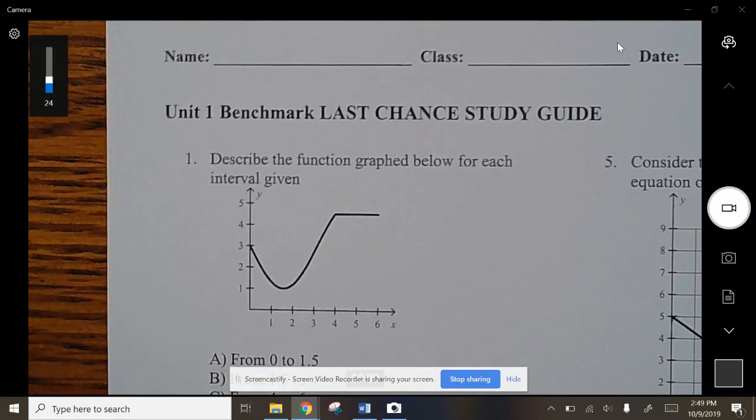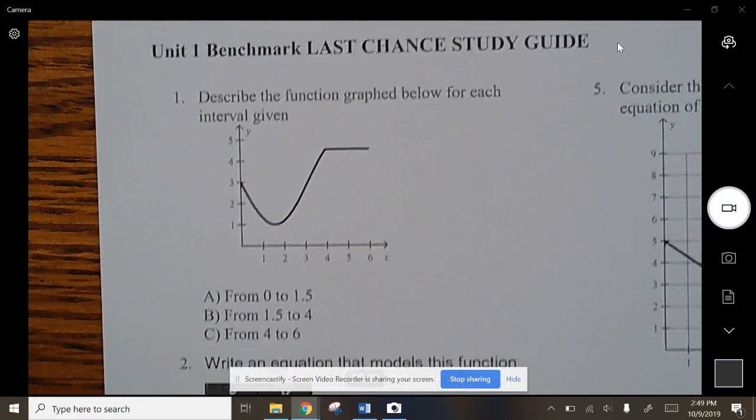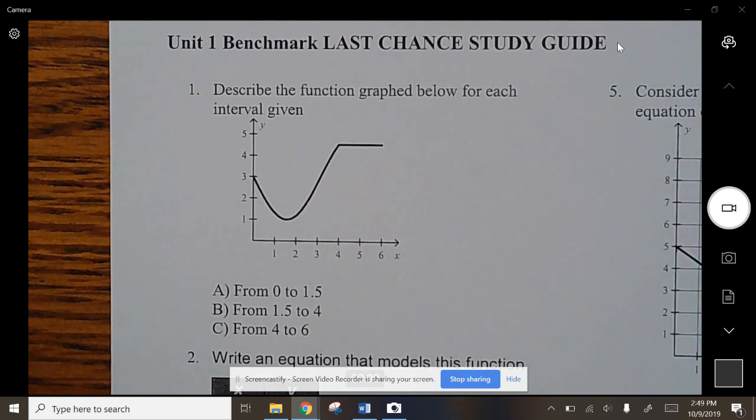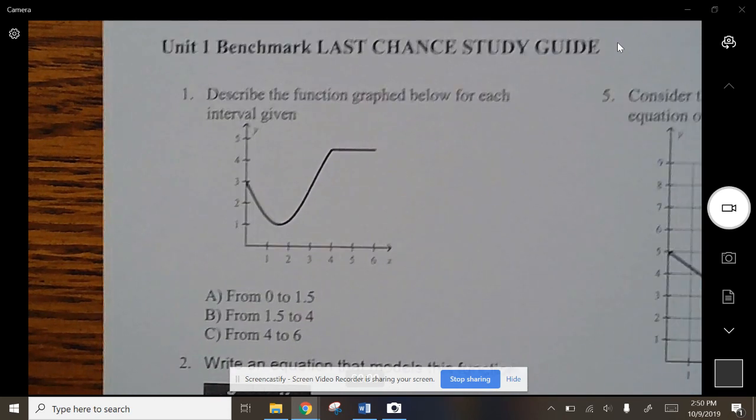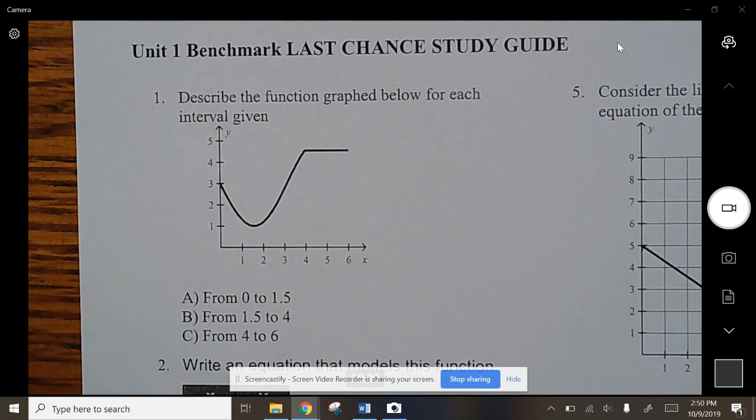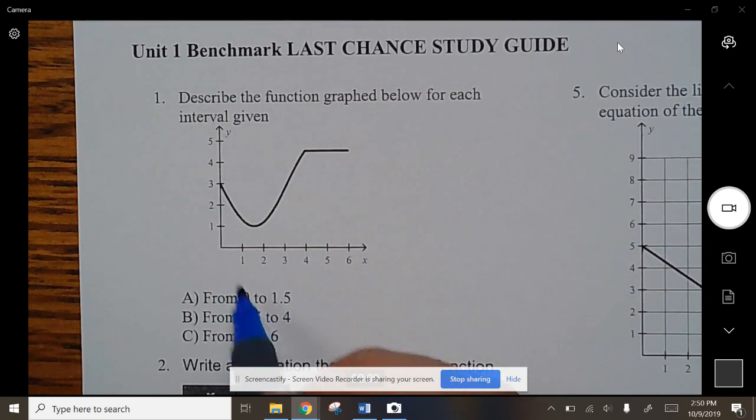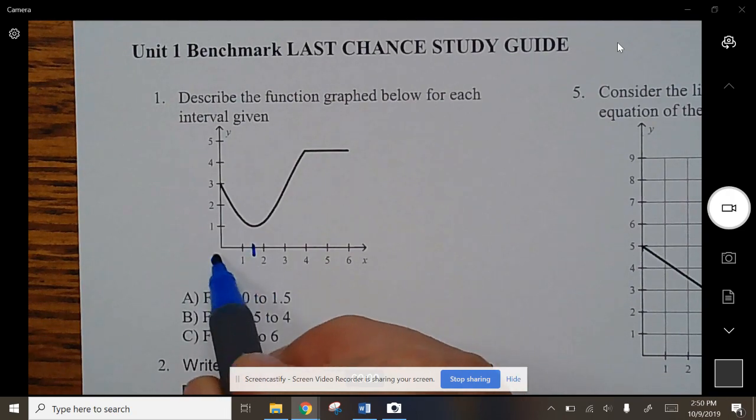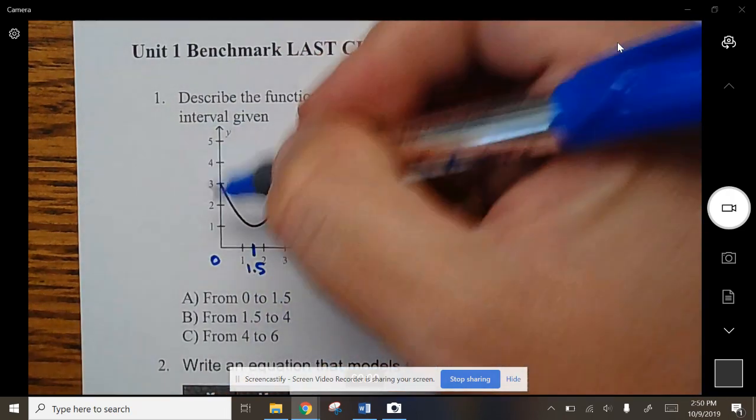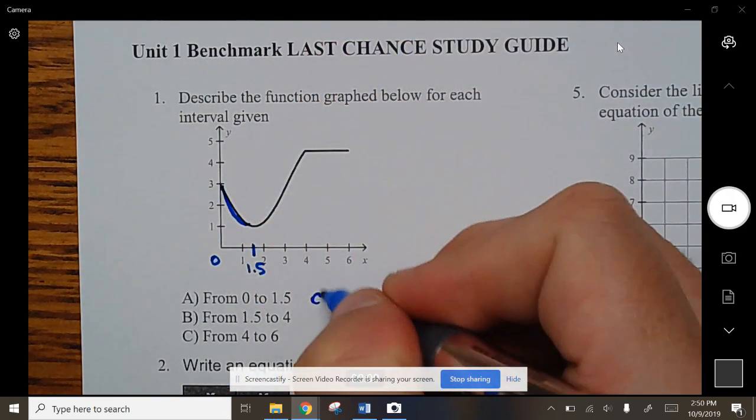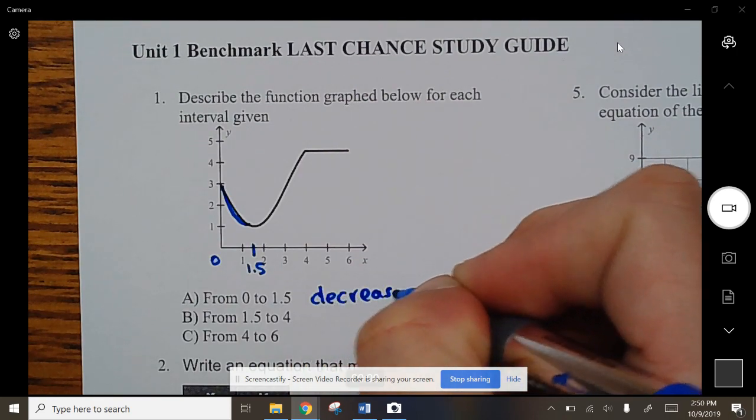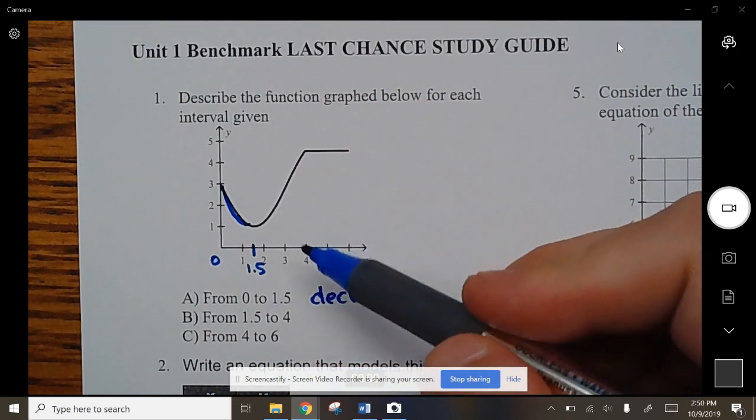Okay, guys, today is our last chance study guide, a last chance to really get a sense of what's going on. When you look at number 1, I want you to be able to tell me what is happening during these different points. And we've done this question before. Between 0 and 1.5 would be here and here. And what's going on in the graph? It's decreasing. And by the way, this is a function.